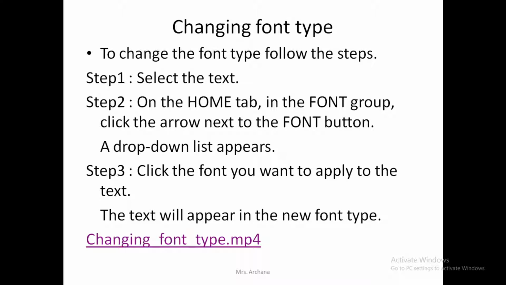Step 2 is, after selecting the text, on the home tab in the font group, click the arrow next to the font button. A drop down list appear. After clicking the arrow in the font button, a drop down list will appear. Click the font that you want to apply to your text. The text will appear in the new font type. So how we can do that, I will show you now.